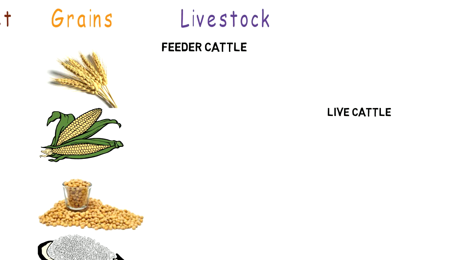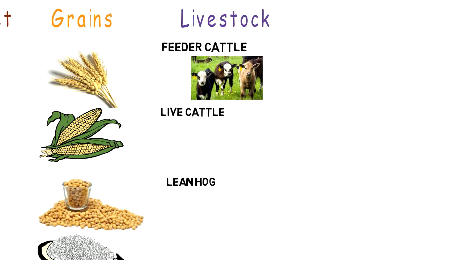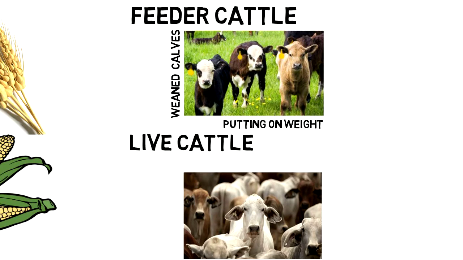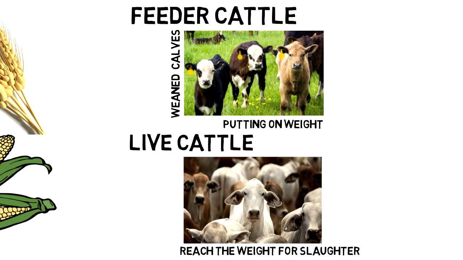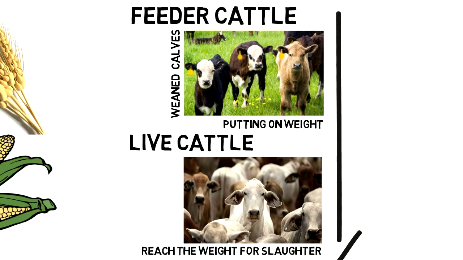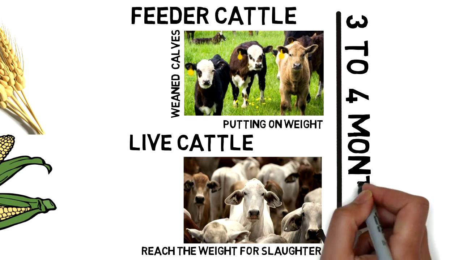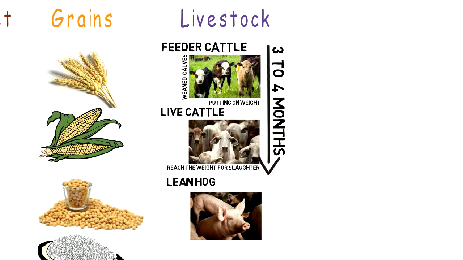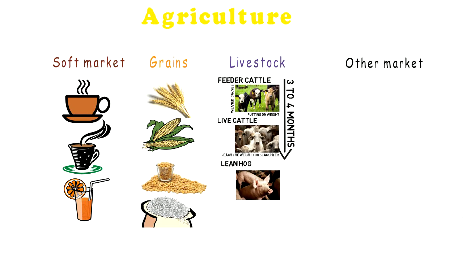This small group includes feeder cattle, live cattle, and lean hog. Feeder cattle are weaned calves which will be sent to a feedlot with the goal of putting on weight aggressively. Meanwhile, the term live cattle refers to cattle that have reached the necessary weight for slaughter. The process of transforming feeder cattle to live cattle usually takes between 3 to 4 months. Lean hog is a term referring to butchered pigs regardless of paunch.